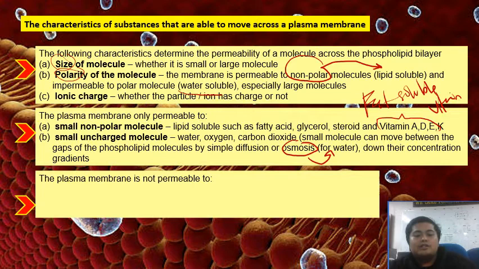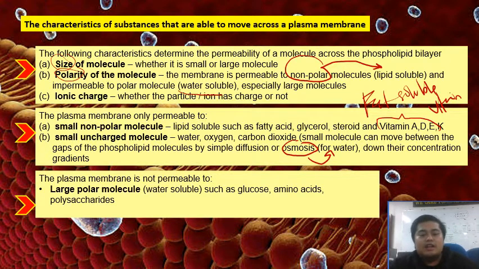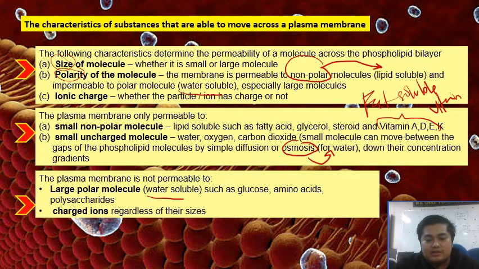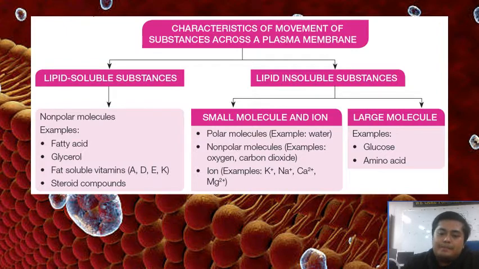So yang tak boleh lepas pula, the plasma membrane is not permeable to large polar molecules. Kalau tadi dia permeable kepada small non-polar, so dia tak permeable ataupun dia tak boleh bagi lepas adalah untuk large polar molecule. Polar molecule tadi apa? Anything yang water soluble such as glucose, amino acid and polysaccharides. It is also not permeable to charged ions regardless of their size. So tak kisahlah saiz dia besar mana sekalipun, kecil mana sekalipun, asalkan dia ion, dia tak boleh nak lepas masuk.